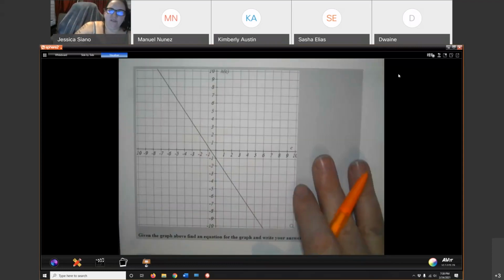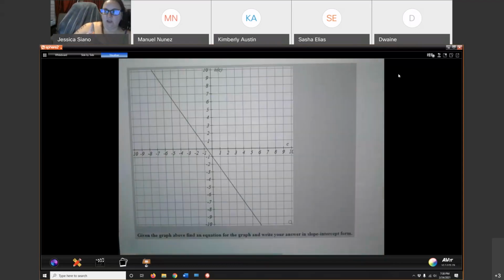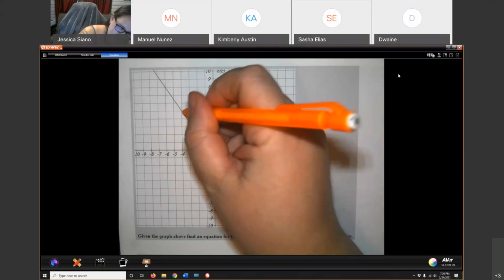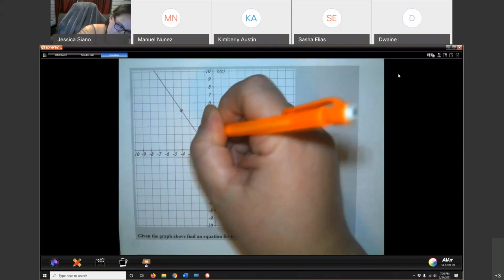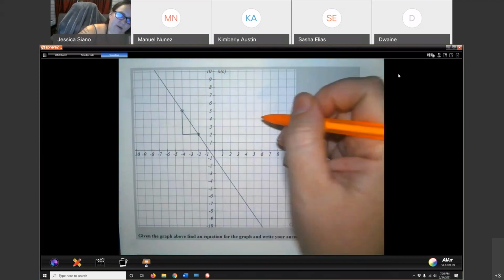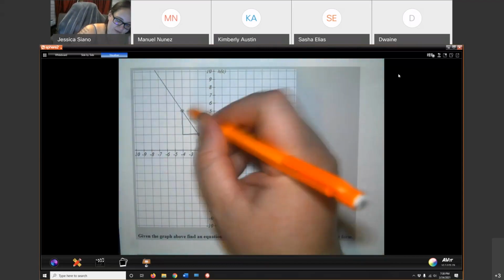So to write the equation of this line, we need two things. We need the slope and the y-intercept. So to find the slope, I pick any two lattice points. It doesn't matter which 2 points you pick. Any 2 points will give you the same slope. And then we count the rise and the run.